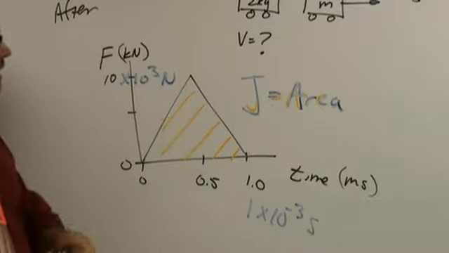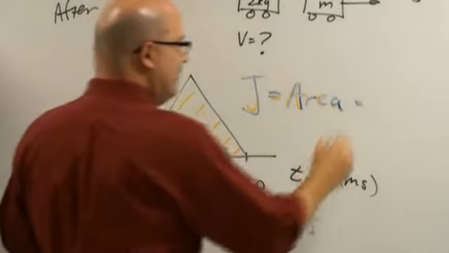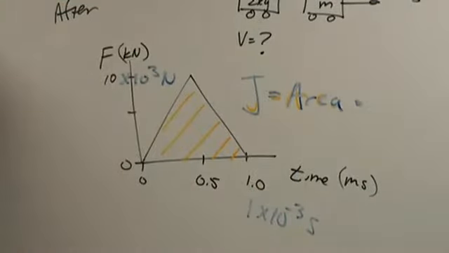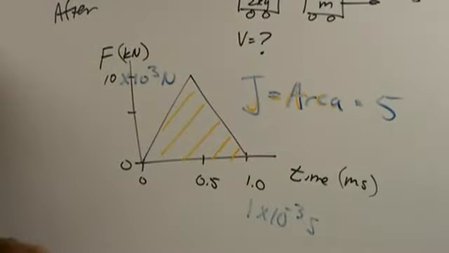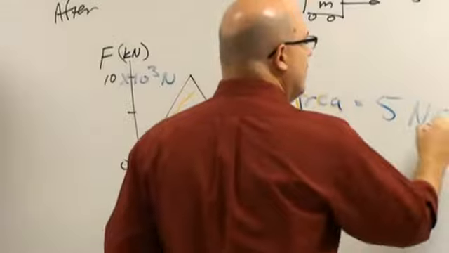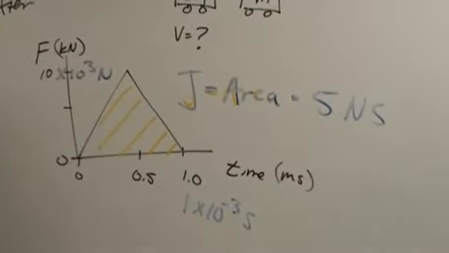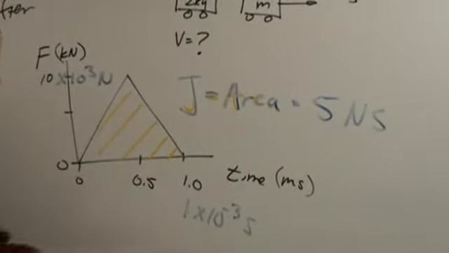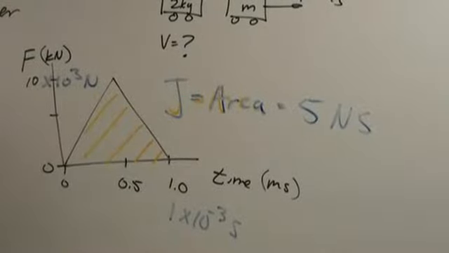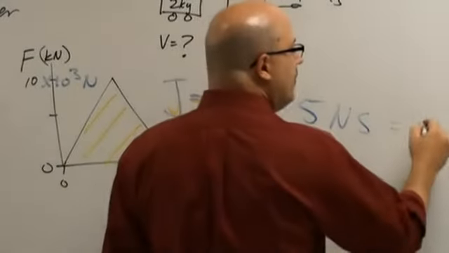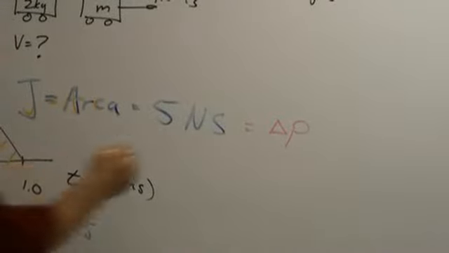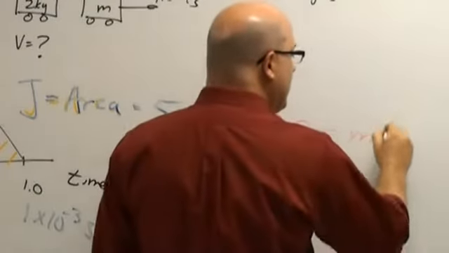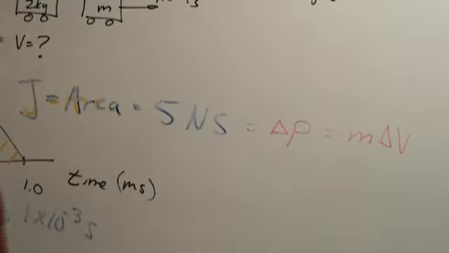Okay, but to find our area, what's our area of that? 5. It is 5 Newton seconds. Newton seconds. Okay, now that's the impulse. What do I do with that? Divide by mass to get... This equals the change in momentum, which is equal to m delta v, because our mass is staying the same.